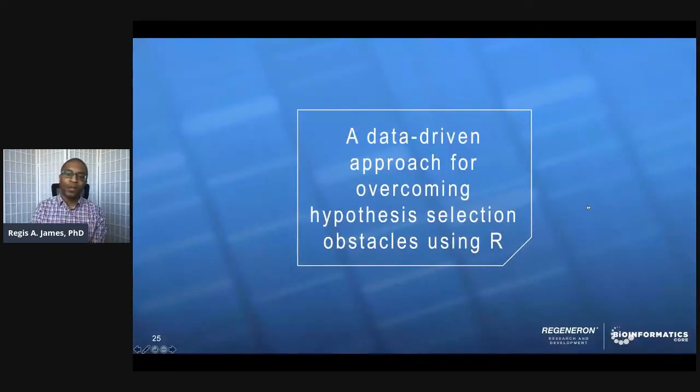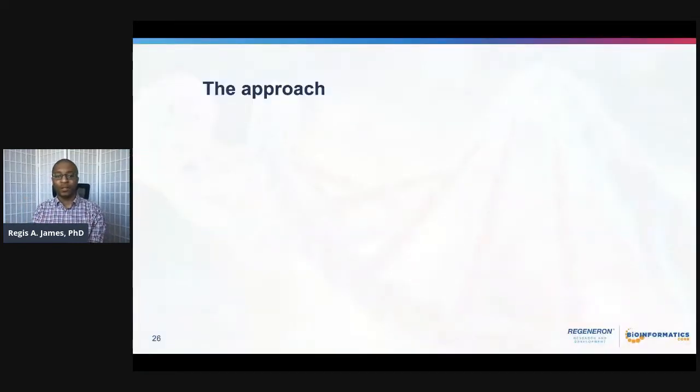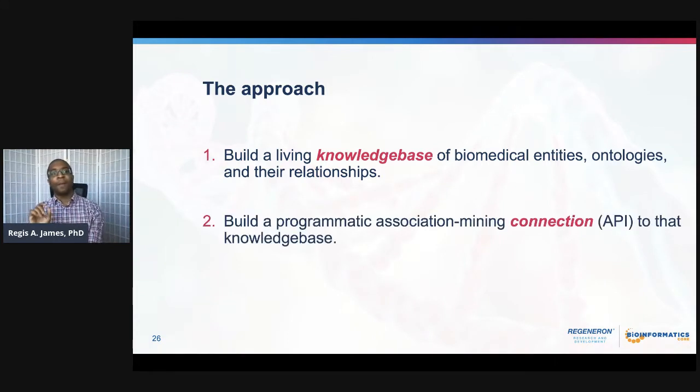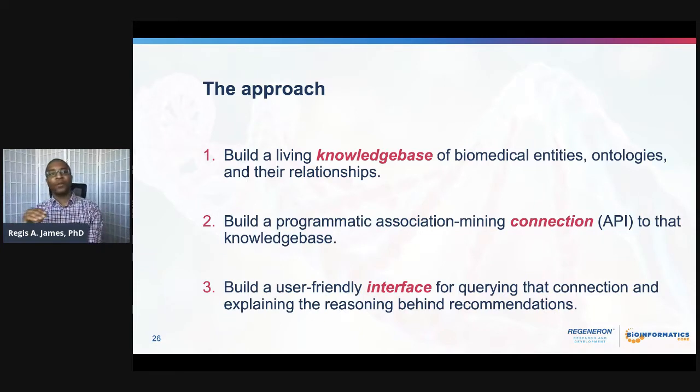So now that we're getting a bit more into the data-driven aspect of it, I'm going to talk more about this data-driven approach for overcoming the obstacles to selecting hypotheses and using R to do this. So the approach is threefold. First, build a living knowledge base of biomedical entities, ontologies, and their relationships, those annotations between them. And then build a programmatic association mining connection and do this via an API, an application programming interface, to that knowledge base. And then build a user-friendly interface for querying the connection and then explaining the reasoning behind these recommendations.